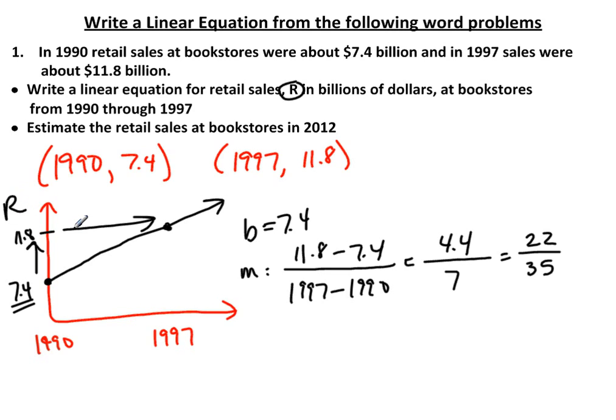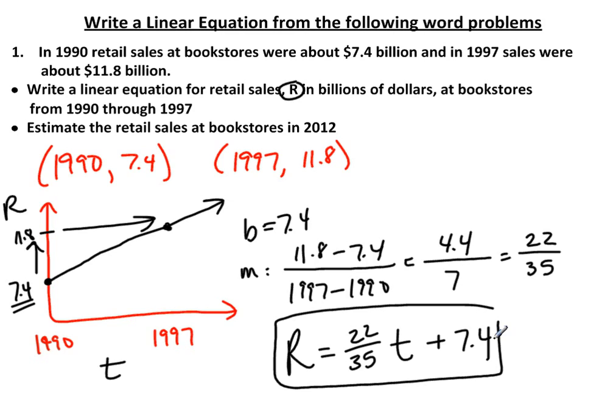Okay, so we know r, which is kind of like my y, and let's use t for time, is equal to my slope, 22 over 35. I'm not using x's, I'm going to use t. A lot of times in word problems, I get rid of the y's and x's because they use variables that make sense for the problem. So this is our retail sales is equal to 22 35ths times our time plus my y-intercept, 7.4. Okay, so this is my equation, my linear equation.